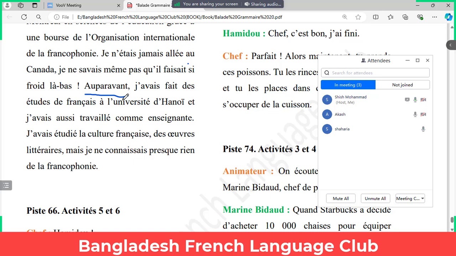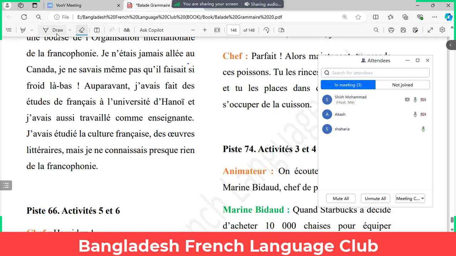J'avais fait des études de français à l'université de Hanoi, et j'avais aussi travaillé comme enseignante.